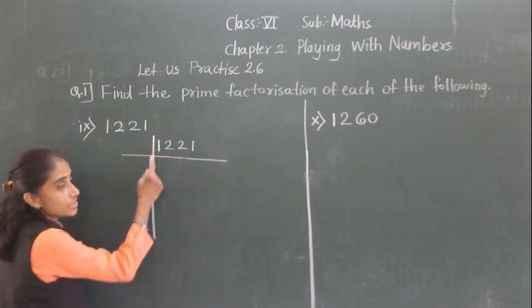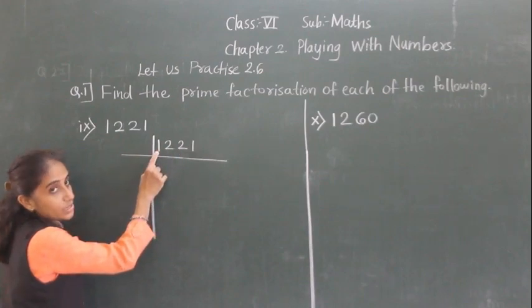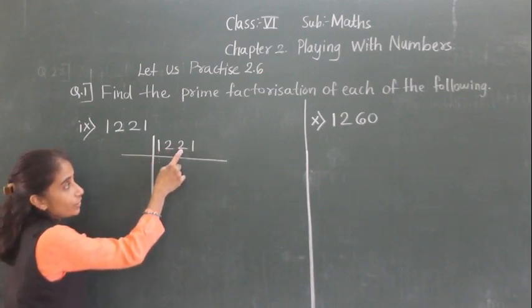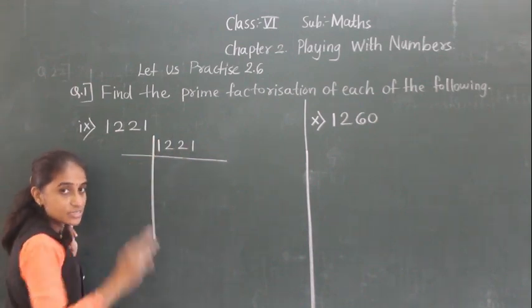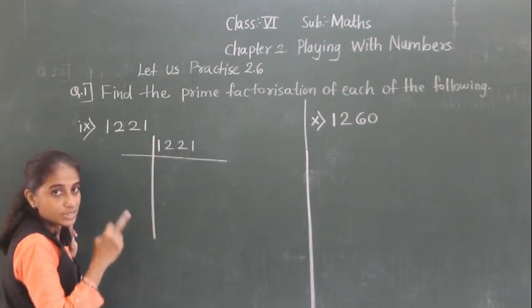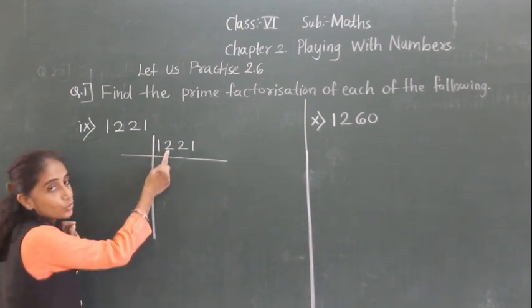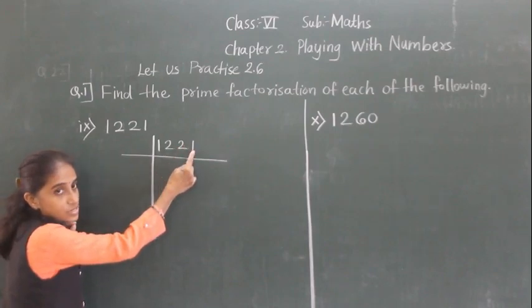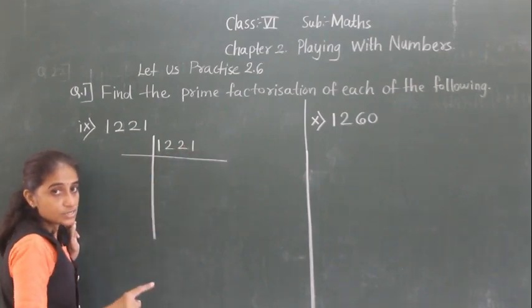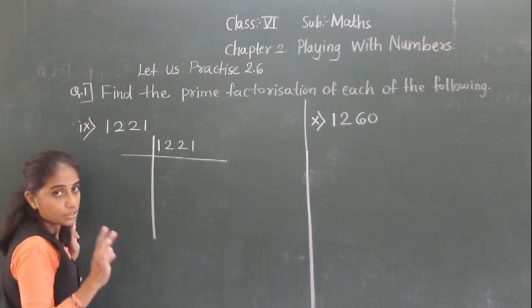Now how can we check? First, do the sum of the digits. 2 plus 1, 3. 3 plus 2, 5. 5 plus 1, 6. The sum of the digits is 6. So this number is divisible by 3.